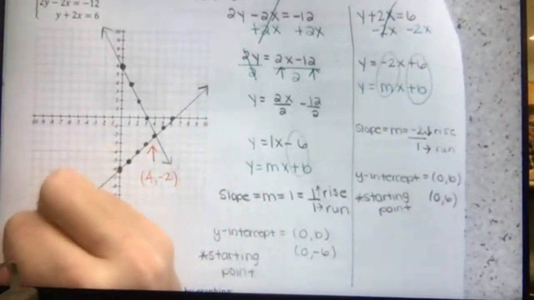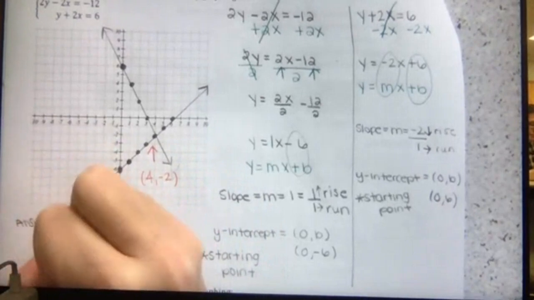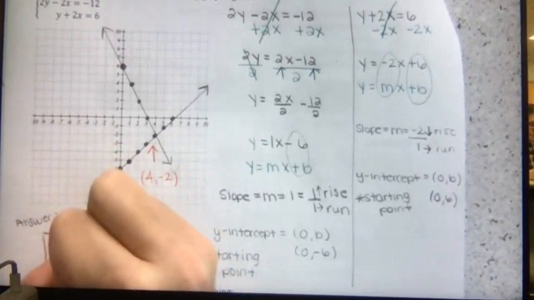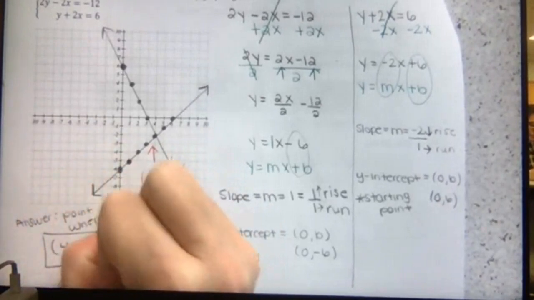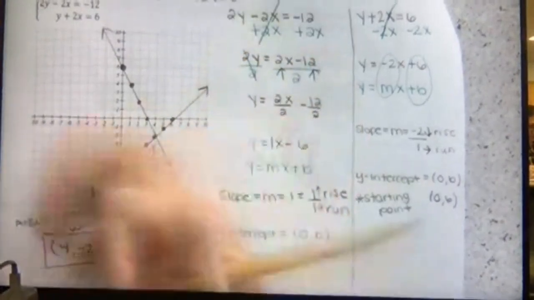Our answer is the point where the lines cross.